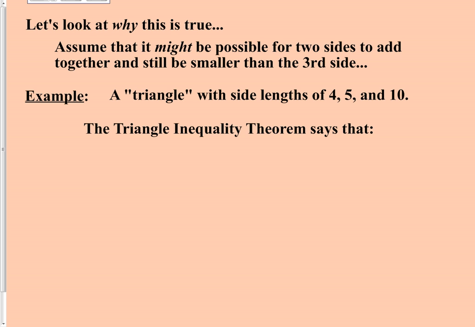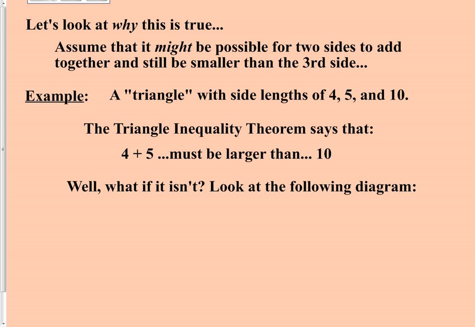Now, if a triangle has side lengths of 4 and 5 and 10, the triangle inequality theorem tells us that in all instances, any two side lengths must add together to be larger than the length of the third side. That would mean that 4 plus 5 would have to add together to be larger than the remaining side length, which is a 10. The triangle inequality theorem says that means this is not a real triangle.